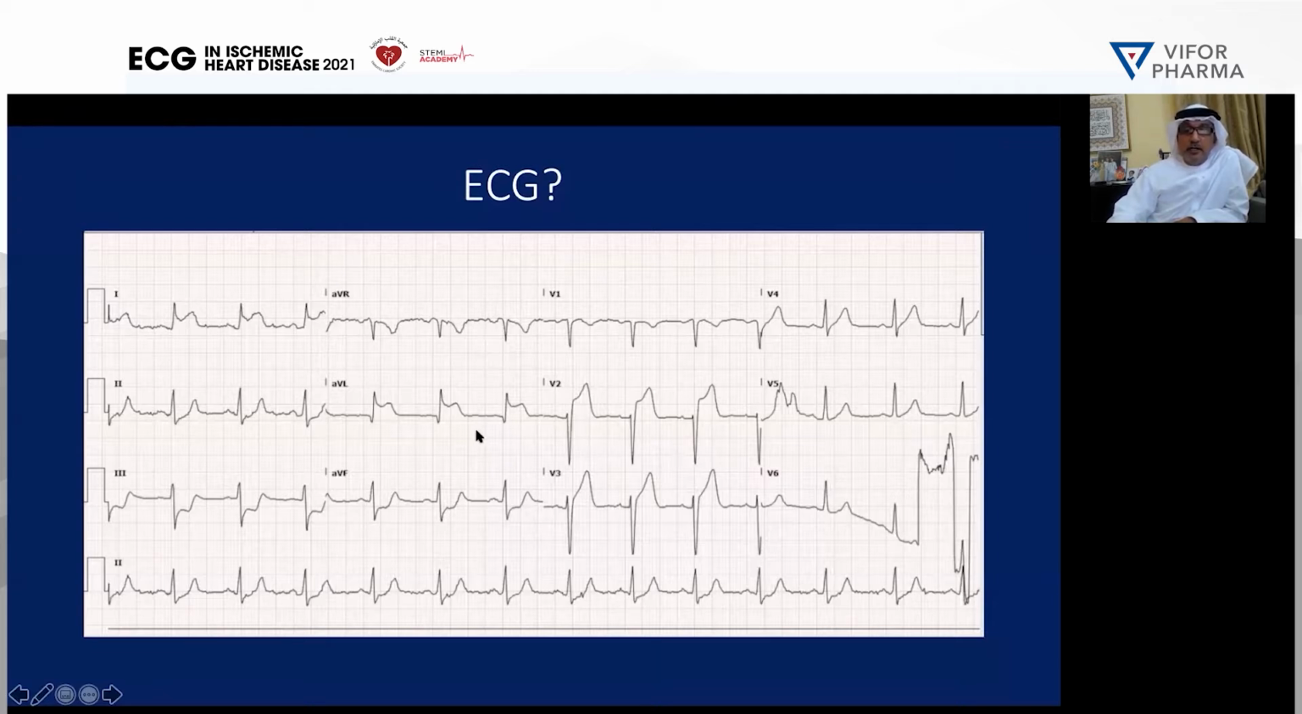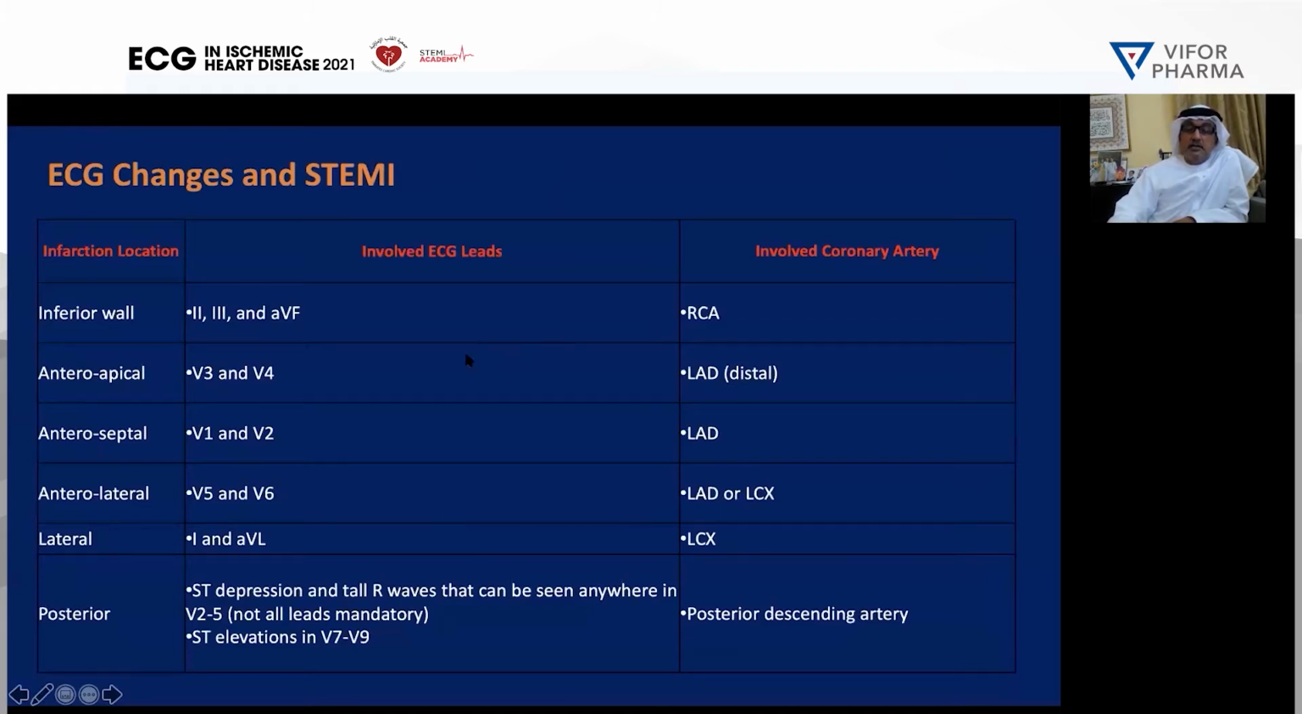So lead 1 and AVL is lateral, 2, 3, AVF is inferior. These leads represent the lateral, and then the V1, the precordial leads, represent the anterior segments. And this table basically gives you what I just stated.